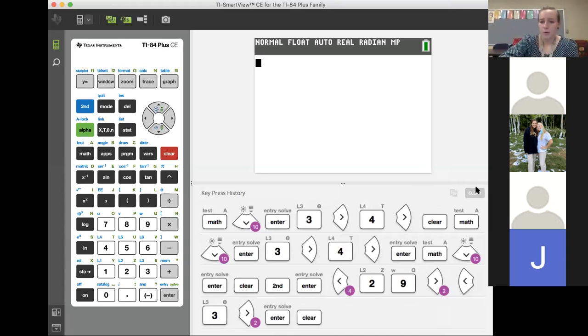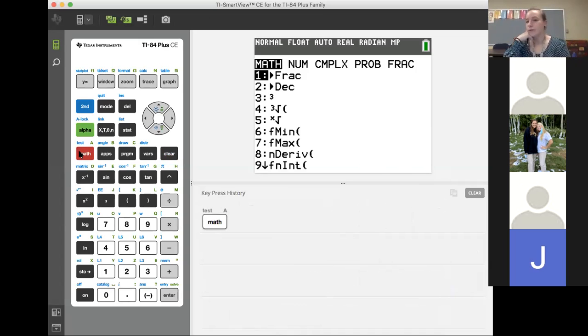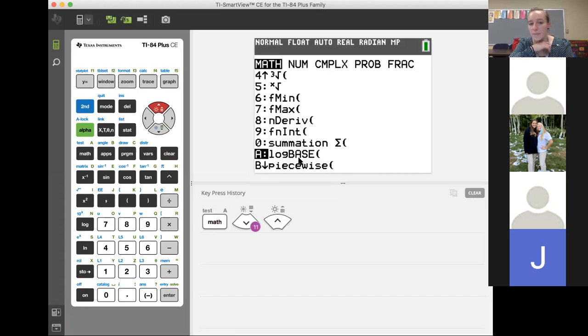If you go to the math button under alpha, you've used this menu before. Sometimes we put things into fractions. Sometimes we do cubes. Sometimes we do cube roots. You've seen this menu before, I think. We don't use it a lot, but you've seen it. If you scroll all the way down to capital A, so it goes 1, 2, 3, 4, 5, 6, 7, 8, 9, 0, A, it says log base and then parentheses. Click on that one.